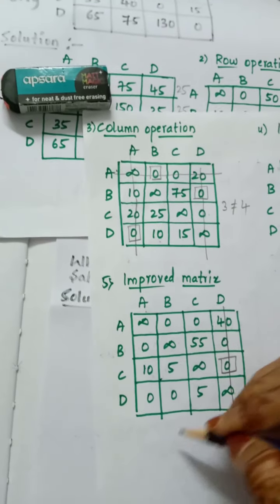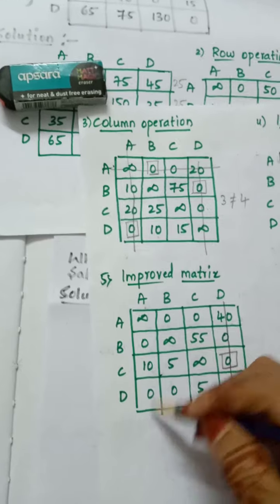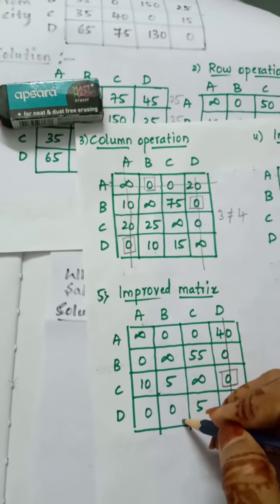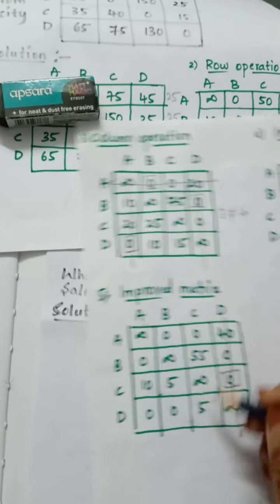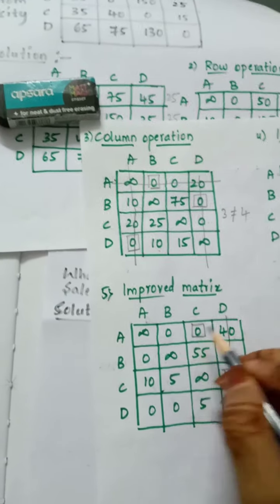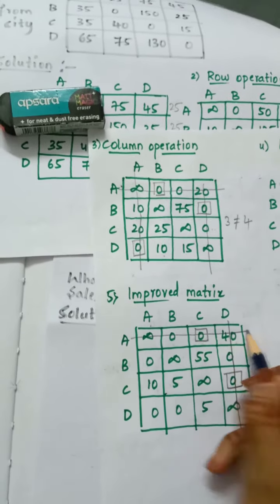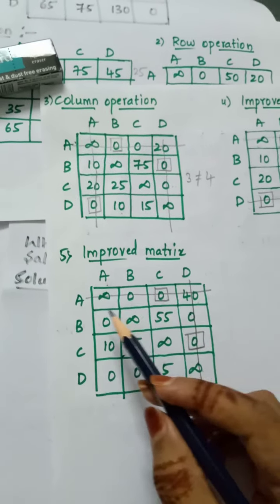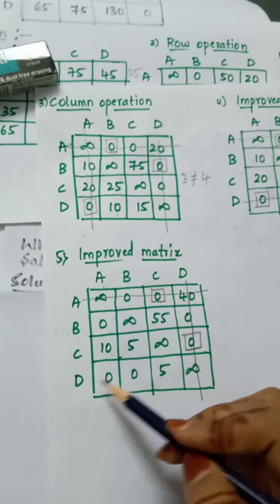Next we have to do the column scanning, students. In the first column there are 2 zeros, so skip that column. In the next column also there are 2 zeros, so skip that column. In the next column, student, there is only 1 zero, so give a square mark and draw a horizontal line crossing that zero. Okay, check whether all the zeros have been covered.